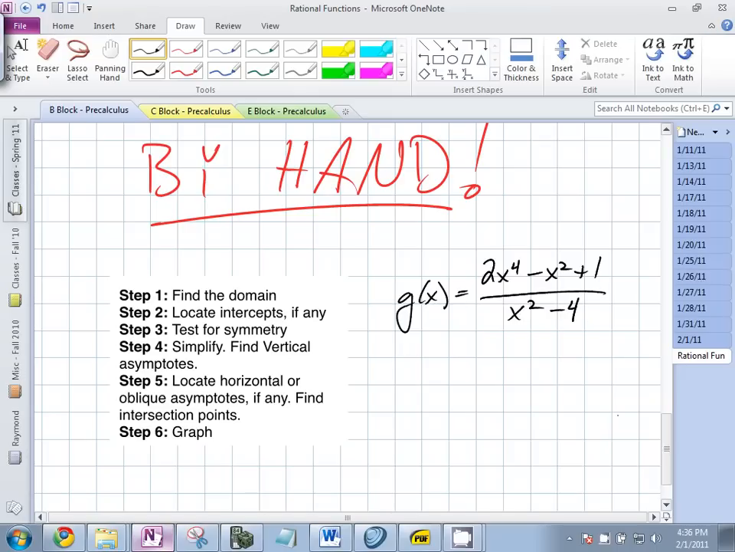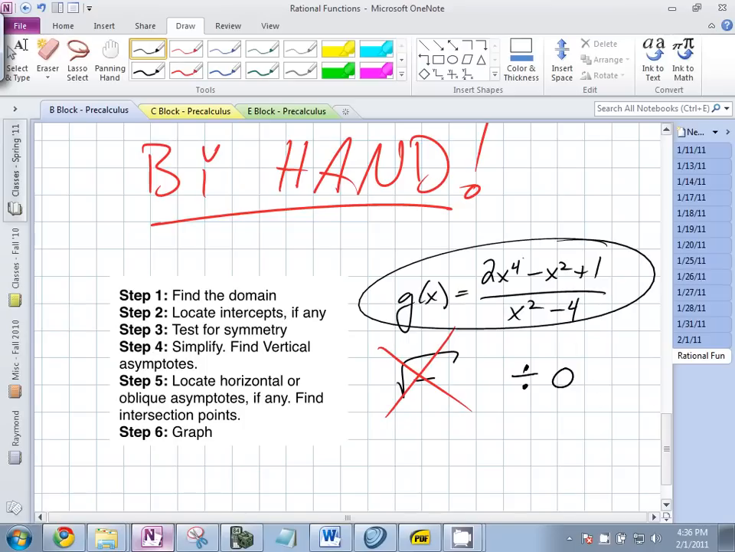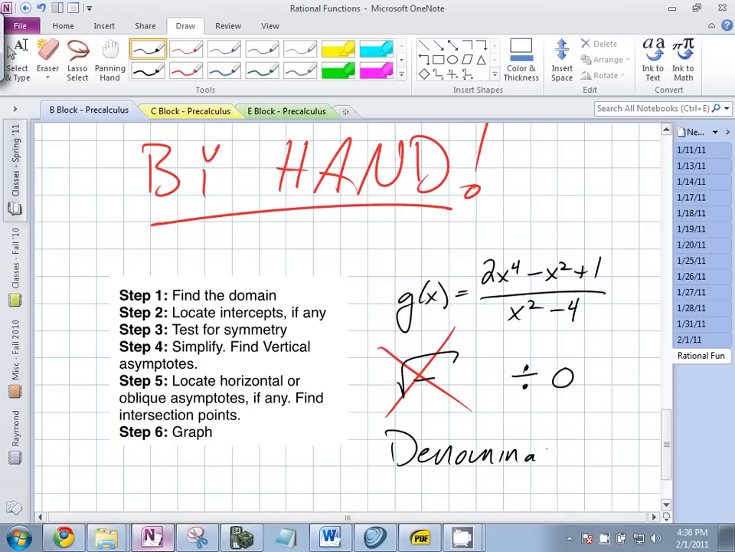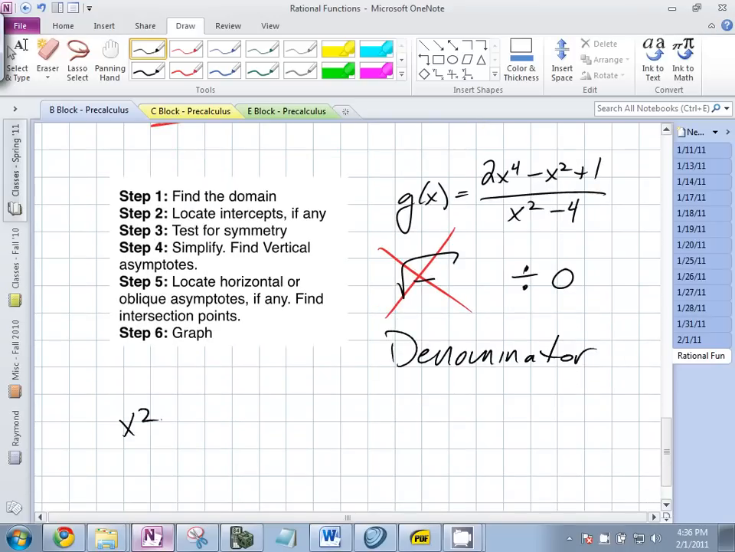What's nice about rational functions is that we don't have to worry about rooting negative numbers and ending up in imaginary land. We won't have any roots in rational functions, so we don't even have to worry about this. What we do need to worry about is dividing by 0. We're looking for the set of all input values, so we're trying to find out which values result in dividing by 0 here. Meaning we're going to focus on the denominator. In this case, the denominator is x squared minus 4.